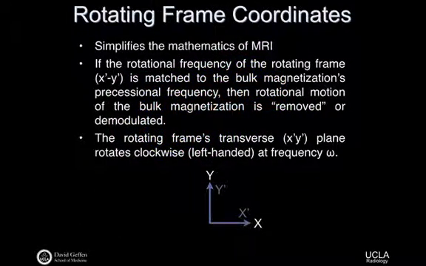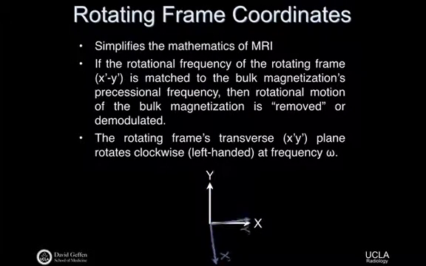Okay, so what's the rotating frame all about? Well, the idea, as I've said several times, is that we want to simplify the mathematics of MR. If the rotational frequency of the rotating frame, the coordinate system itself, is matched to the bulk magnetization's precessional frequency, then the motion of the bulk magnetization is removed, or sometimes I refer to it as being demodulated. It's like getting on the merry-go-round. We're going to spin with the system. Consequently, the rotating frame's transverse magnetization plane rotates clockwise in this left-handed manner according to some frequency omega.